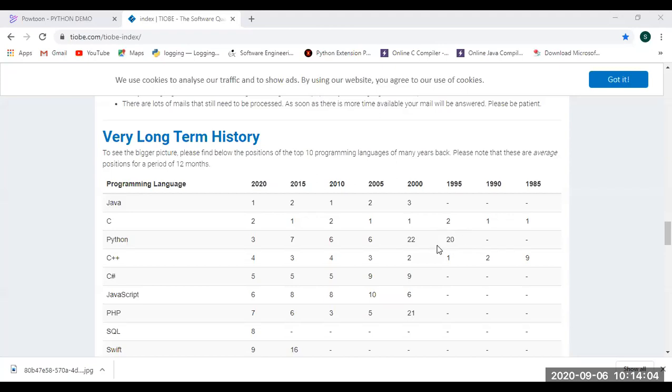Just look at the cursor, where the cursor is pointing. In 1995, what was the ranking of Python? Very good. In 1995, the ranking of Python happens to be 20th rank. Next, in 2000, what is the ranking of Python? Don't you think in 2000, the ranking of Python is 22nd rank? That means it still decreased from 20th to 22nd.